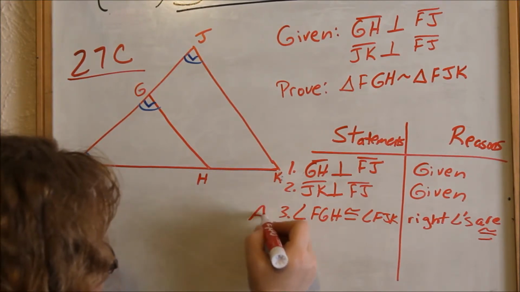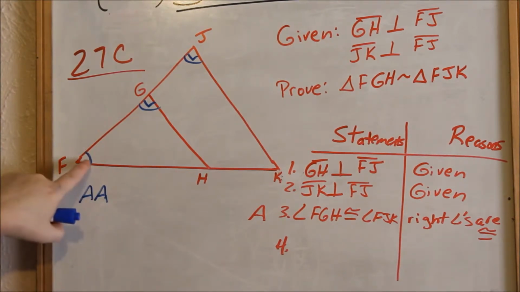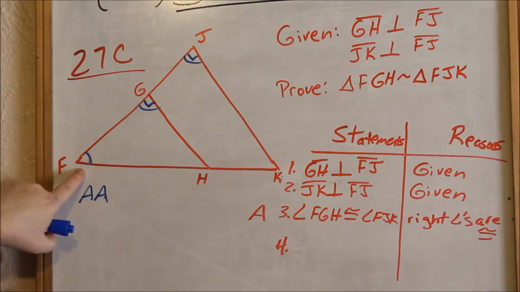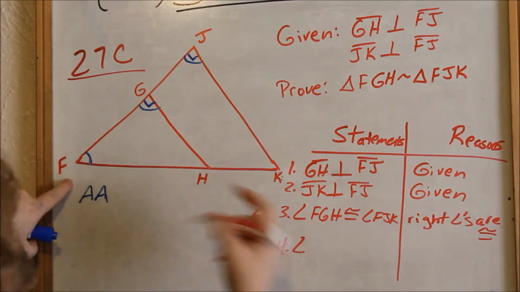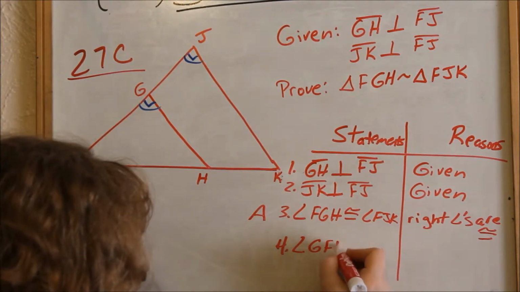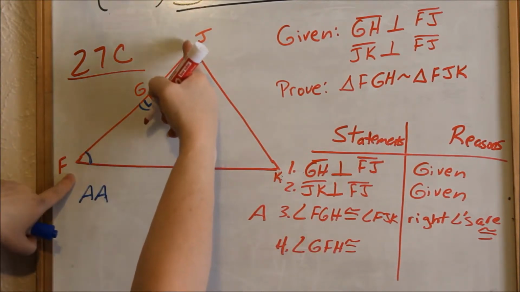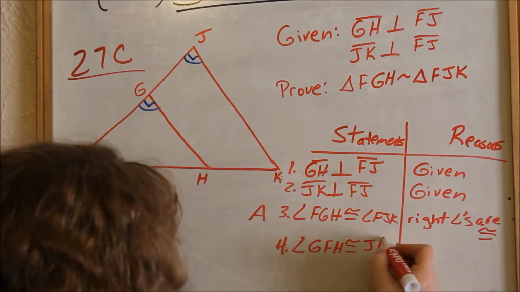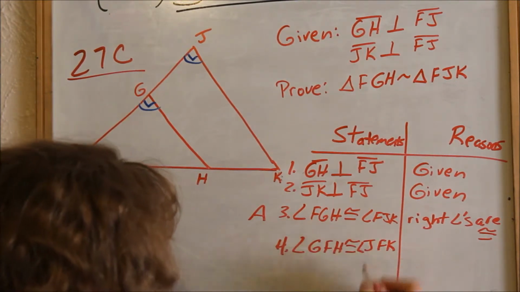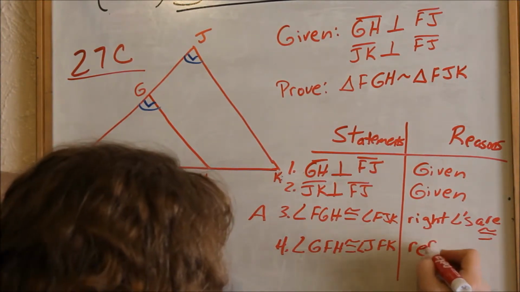So that was an angle. That had to do with an angle. So then I can state that the angle that they share is congruent. So I'm going to start with the small triangle, GFH. It doesn't matter which triangle you start with. It's congruent to the angle in the large triangle, JFK. And again, the reason is that that's reflexive.